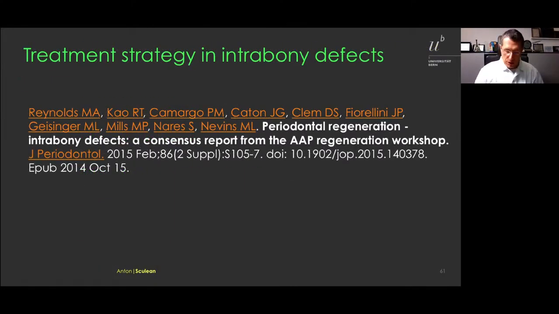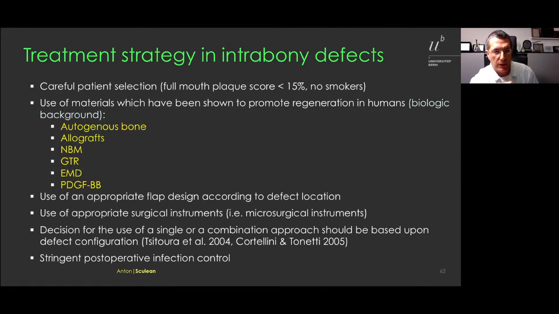So let me go over to our treatment strategy, first of all in intrabony defects. This is an important consensus conference report that we attended some years ago, and the results were published in the Journal of Periodontology. So what is the treatment strategy, dear colleagues? First of all, please select the right patient. We never start with a surgery, at least not in Bern.